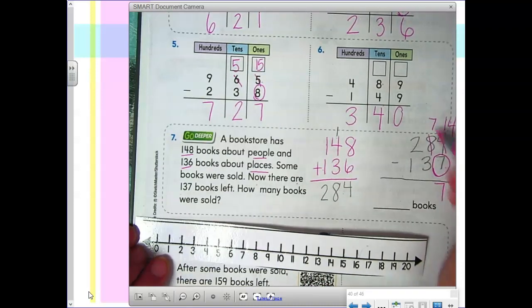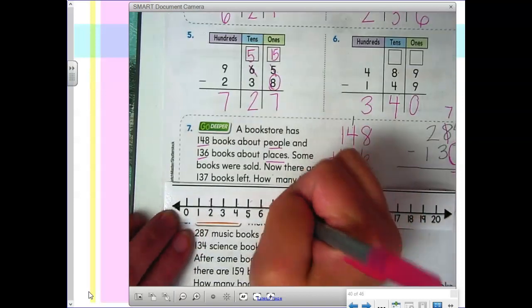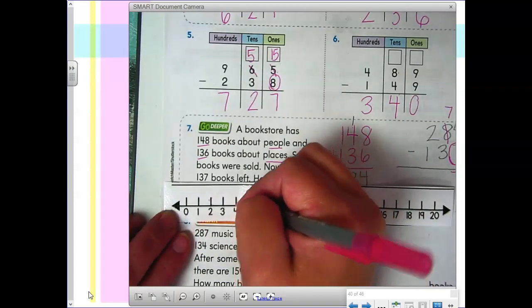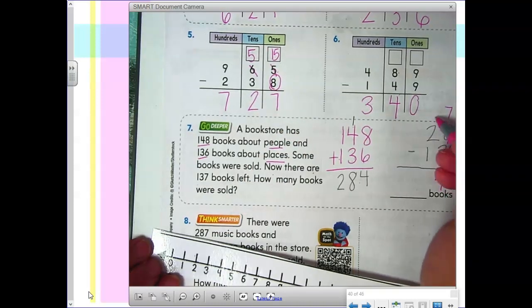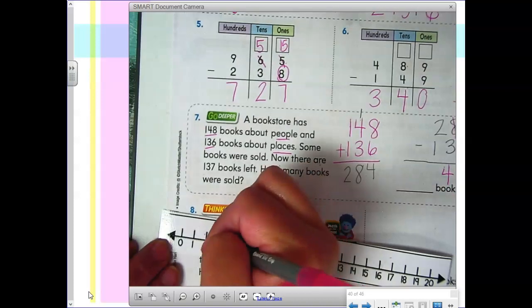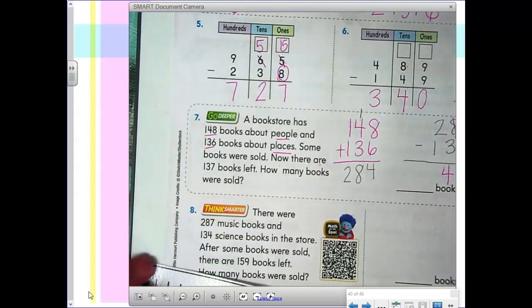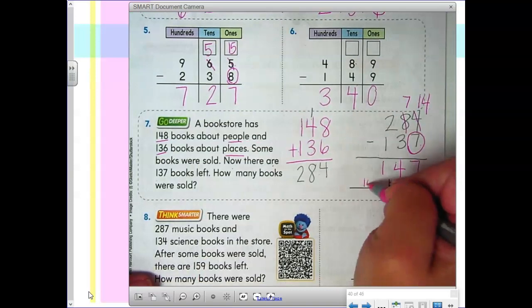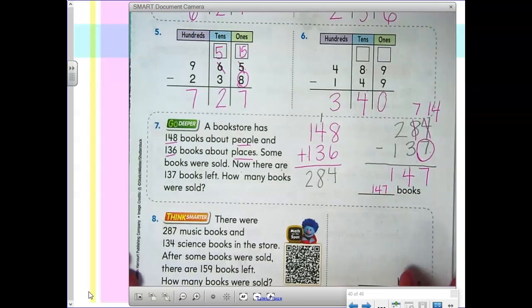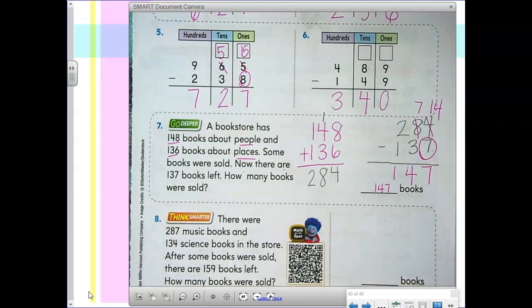In the tens place, 7 minus 3. 1, 2, 3. The answer is 4. And in the hundreds place, 2 minus 1 is 1. And the answer is 147 books. 147 books were sold. And that's called a two-step word problem. We had to add first and then subtract to get our answer.